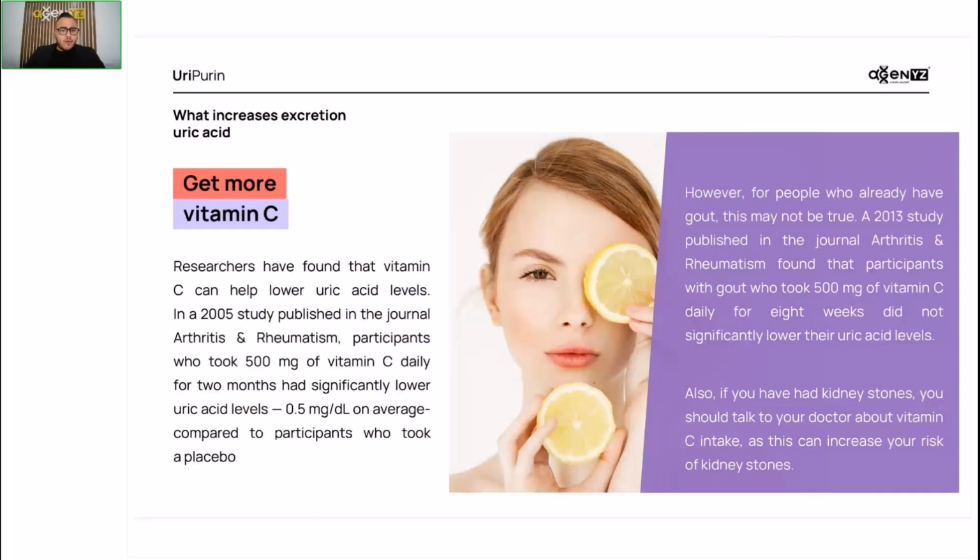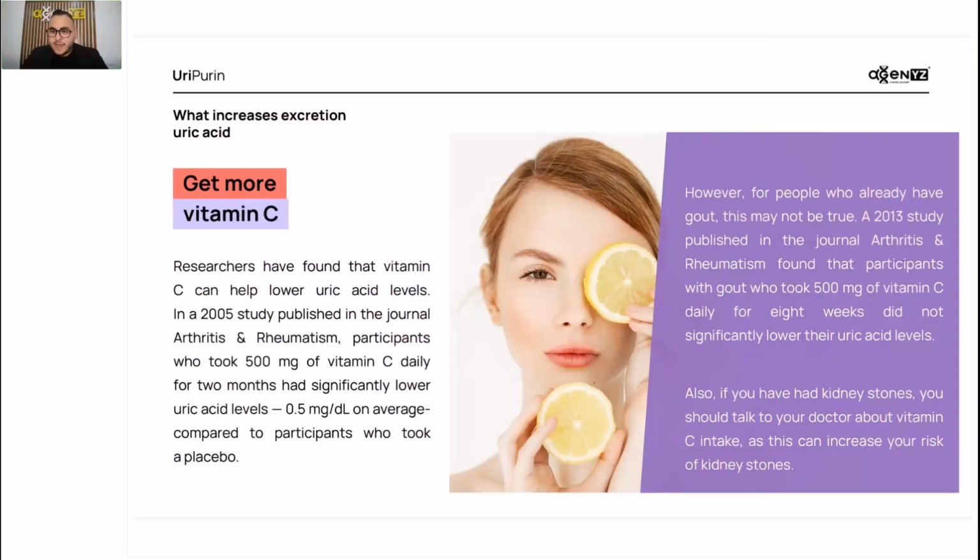And here it says more vitamin C. Researchers have found that vitamin C can help lower uric acid levels. In a 2005 study published in the journal Metabolism, participants who took 500 milligrams of vitamin C daily for 2 months had lower uric acid levels compared to those who took a placebo.